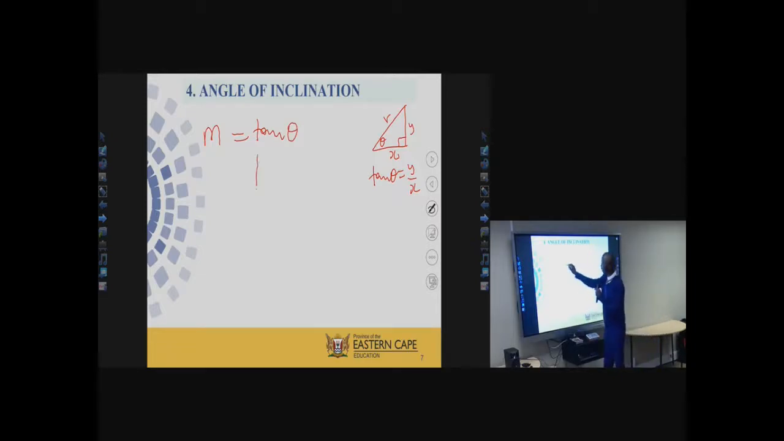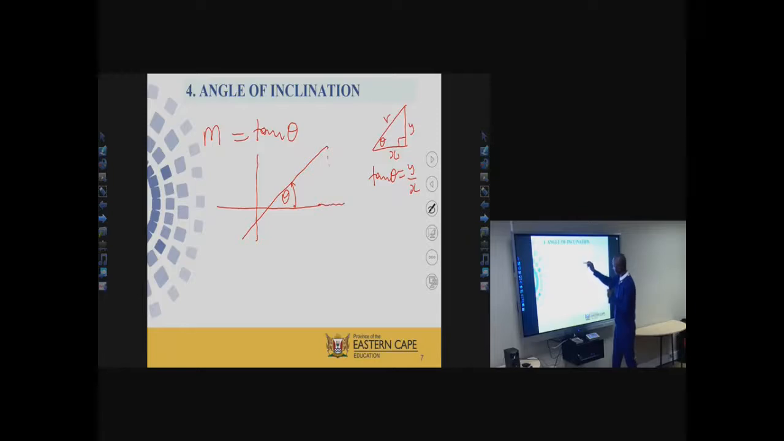So which means if you were to have a line like that one, then you will be having an angle here, and this angle will be theta. To get this angle, you must use the fact that the gradient is equal to tan of theta. That is done by constructing a right-angled triangle.